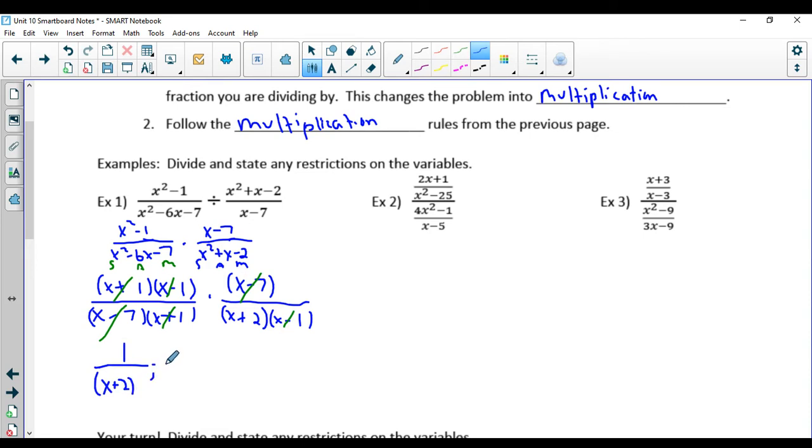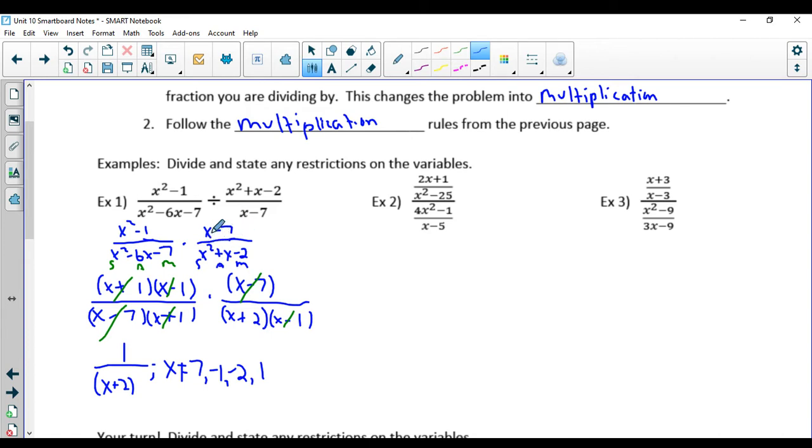Don't forget your restrictions. Again, you're setting each denominator factor equal to 0, and also division is going to be a little different. We'll talk about that in a second. So this first denominator factor is x minus 7. If I set that equal to 0, I get 7. 7 minus 7 is 0. X plus 1 equal to 0, I get negative 1. Negative 1 plus 1 is 0. Here I have x plus 2, so that would be negative 2. Negative 2 plus 2 is 0.